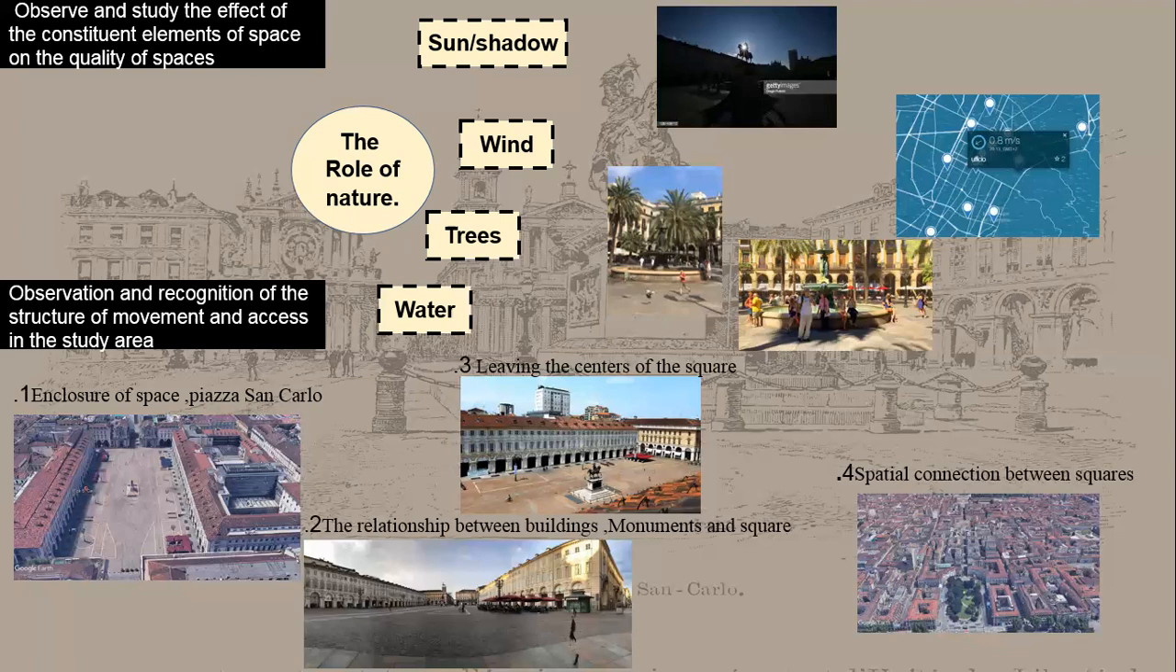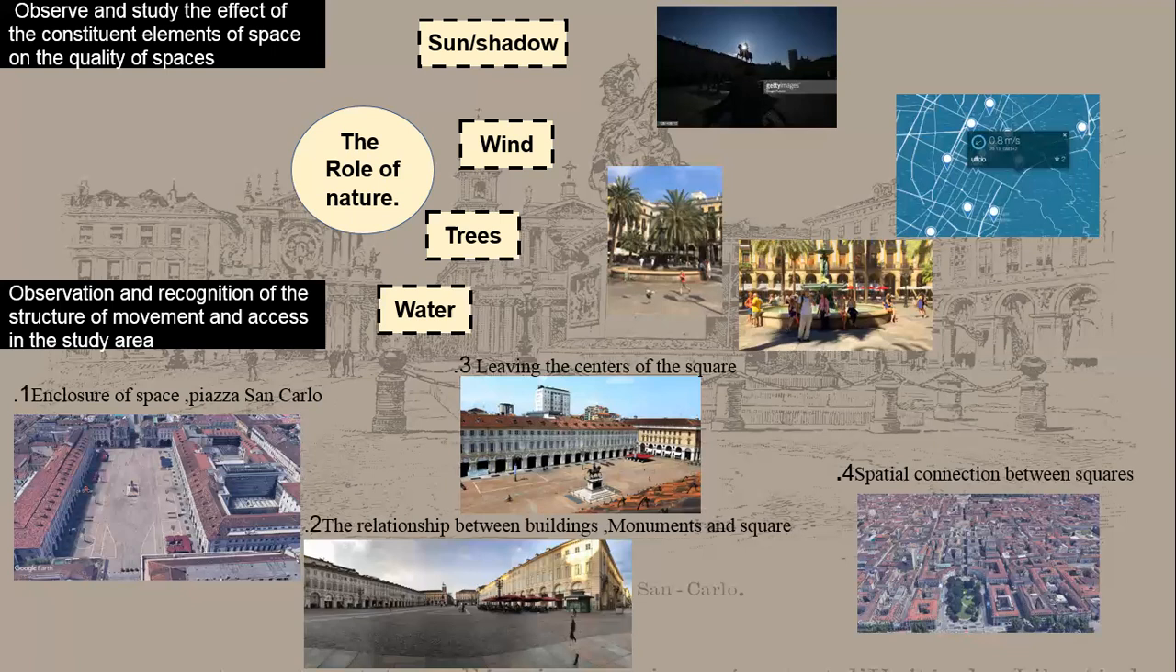About the observation and recognition of the structure, movement, and access in the study area, there are four elements that we are working on. The first is enclosure, which concerns the relationship between the buildings and the spatial connection between them. Enclosure, as Camilo mentioned, is very important. It increases people's social interaction, and people can choose whether to sit in an open or a closed area. San Carlo's surrounding area is enclosed by buildings and the center is open. Squares with an open sky view are important as part of the enclosure.